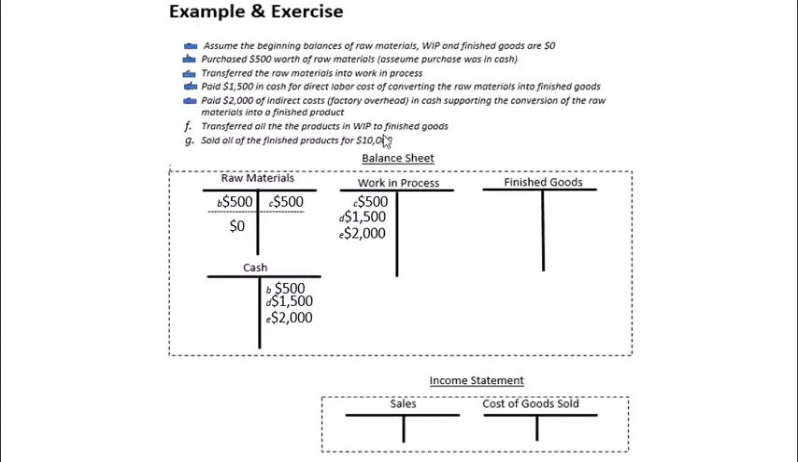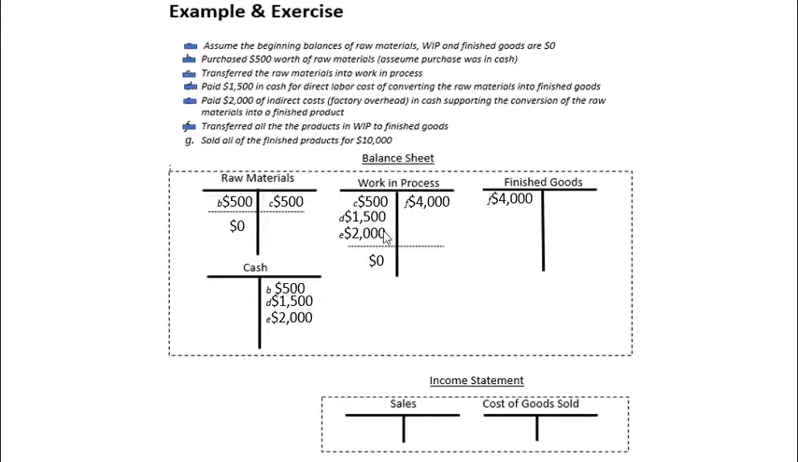Okay, now we go on to entry number F, and it says we've transferred all of the products in work in process to finished goods. That means we have no remaining work in process inventory. So the entire value of work in process, which is going to be $2,000 plus $1,500 plus $500, which is $4,000, that whole value is going to get transferred into finished goods. So we debit finished goods for $4,000, and we credit work in process for $4,000.